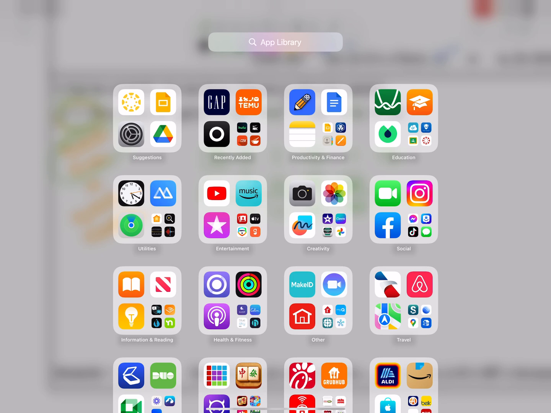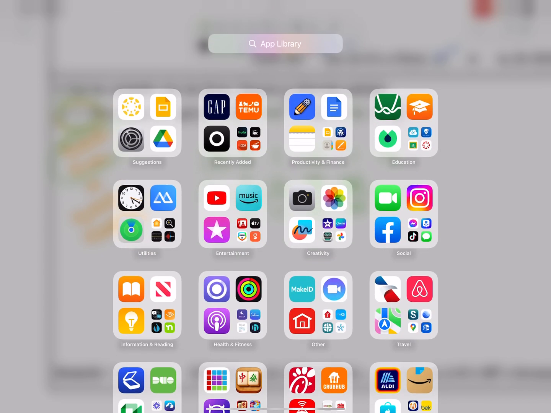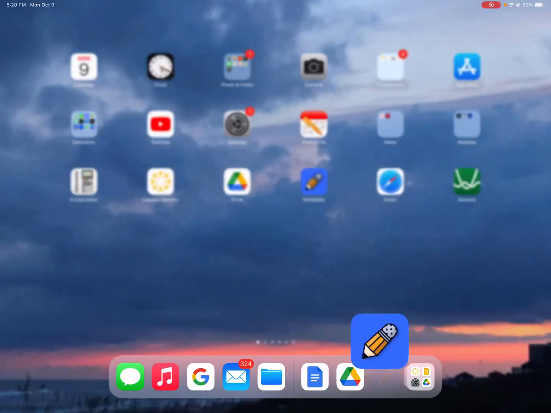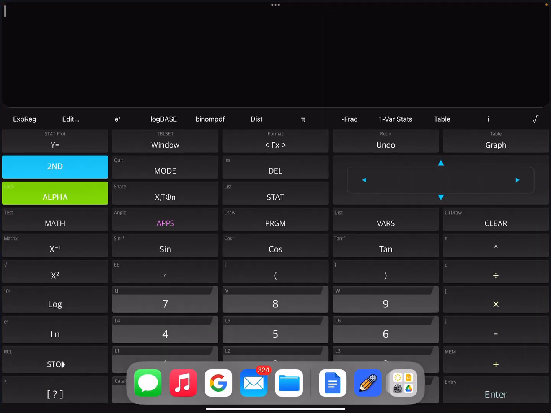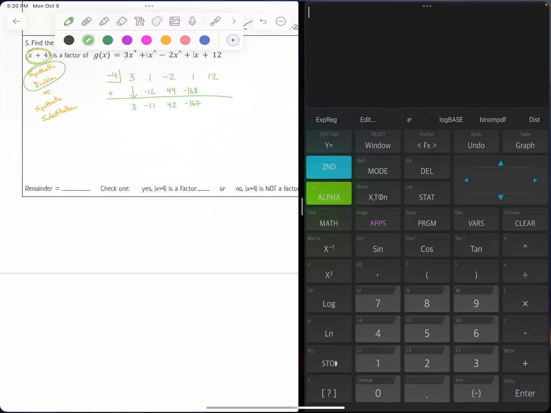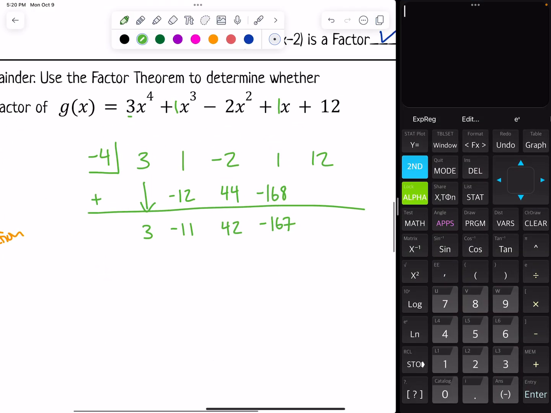Let's see, I'm going to grab my calculator. Where did my calculator go? Let's see. There it is. Let's just use a calculator for that one because I don't really want to think that hard at the moment.